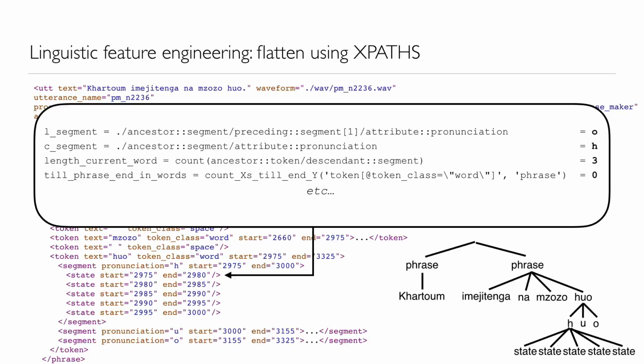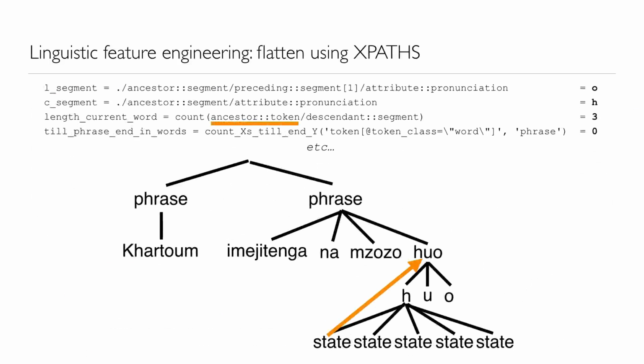And let's just take the third XPath there, which for any given state or phone tells us the length of the current word, so the word within which that phone or state occurs, in segments. So the first part of that XPath essentially jumps up to the ancestor of the current phone, which is a token, and then the second path jumps down to all segments beneath that token, and then you've got the count expression out there that just counts them. So the length of the current word in segments is 3. But Shrikant will say more about flattening these structures.